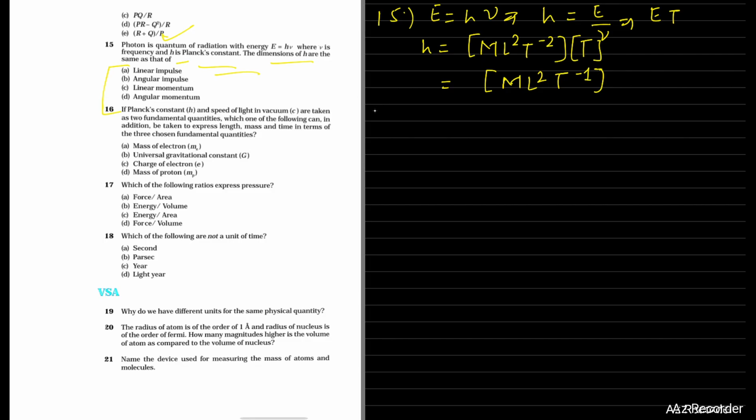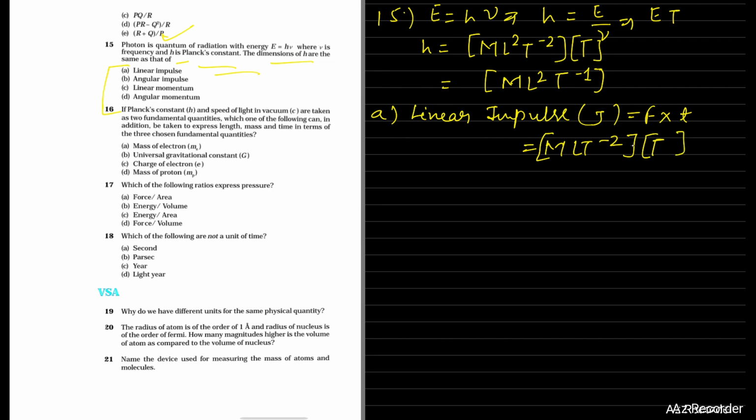So we will check one by one. Option A, linear impulse. It is denoted by capital J, equal to f into t, f is m l t minus 2 and t. It would be m l t minus 1. So it is not the same, so it would be wrong.